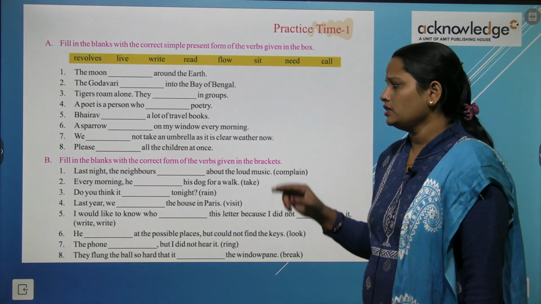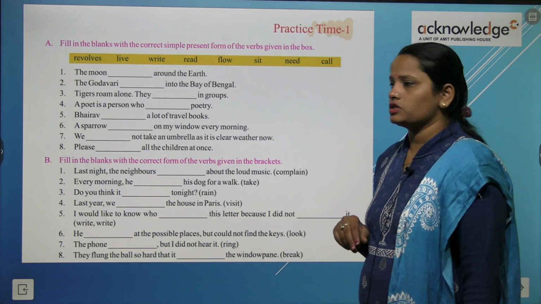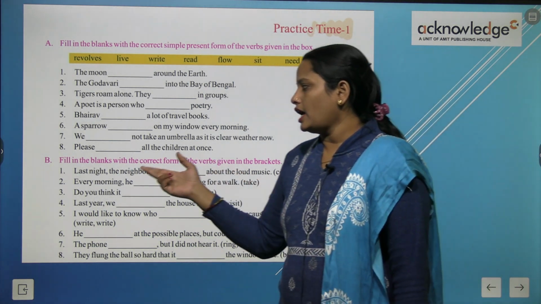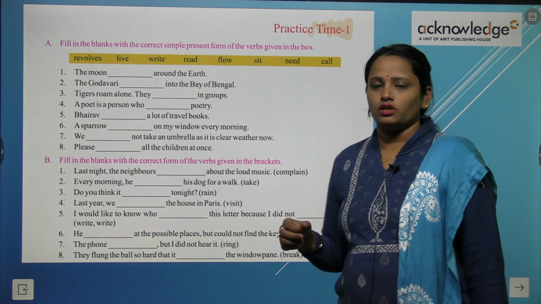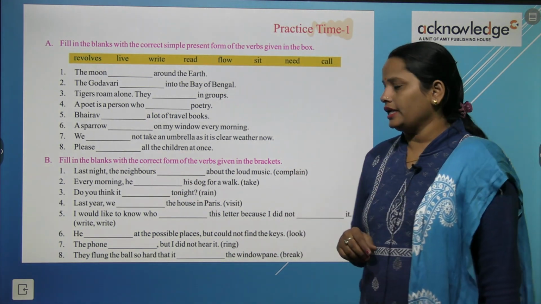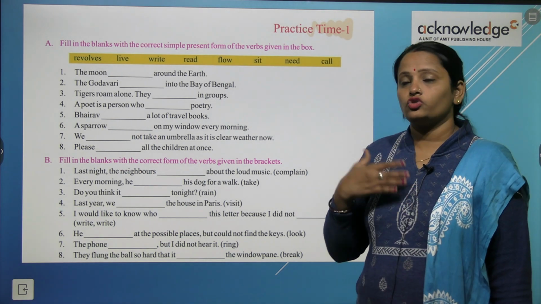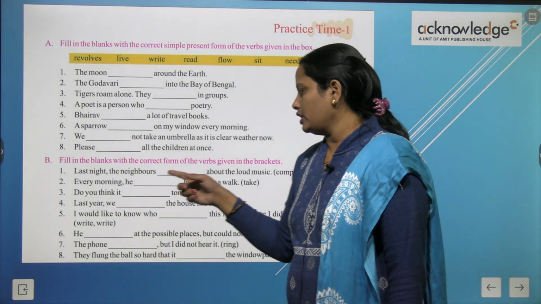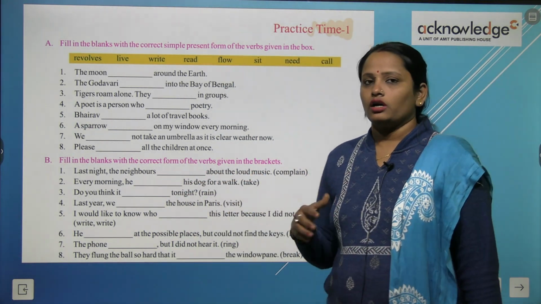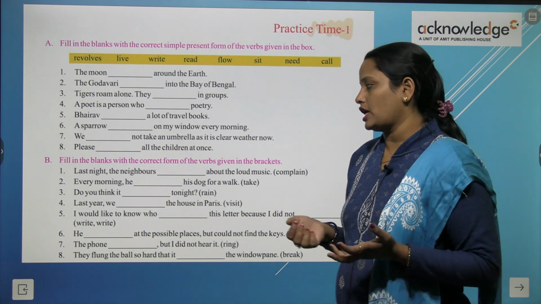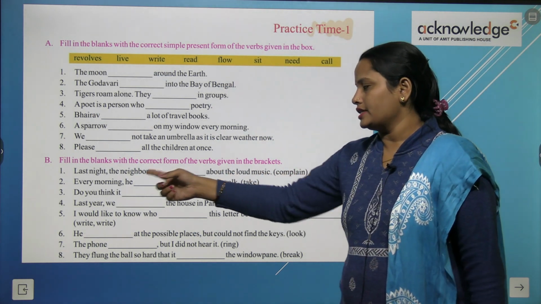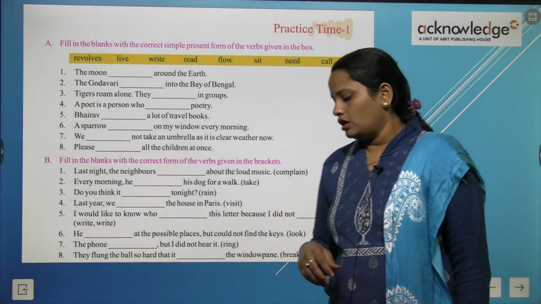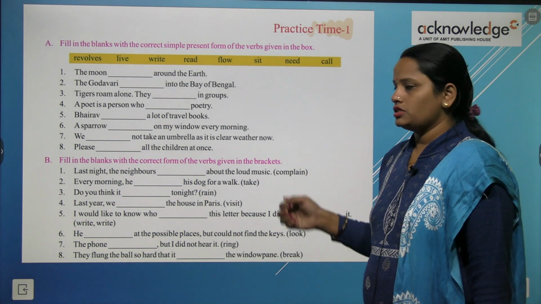Now come to B exercise. Fill in the blanks with the correct form of the verbs given in the bracket. Bracket में verbs दिए गए हैं, उन्हें use करना है. Last night the neighbours dash about the loud music. अब complain लिखा है, पिछली रात की बात हो रही है जो बीत चुकी है, तो हम कर देंगे complained, ed लगा देंगे. Every morning he dash his dogs for a walk. अब हर रोज की बात हो रही है, रोज का habitual action है ये, तो हम करेंगे he के साथ takes, TAKES, takes. So these are the two, rest are your homework.